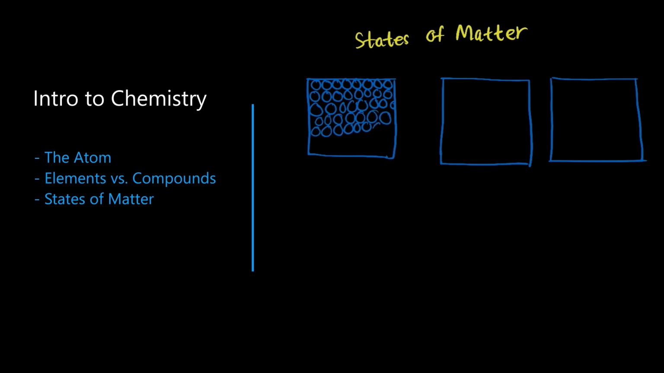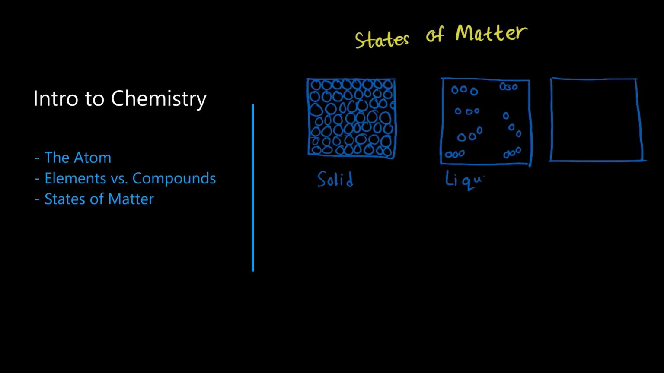They are still close together, but they can slide past one another. This is why liquids have a fixed volume but take the shape of their container. In a gas, particles have very high energy and are far apart, moving randomly and rapidly. The forces between them are very weak. This is why gases have no fixed shape or volume. They expand to fill whatever container they are in.